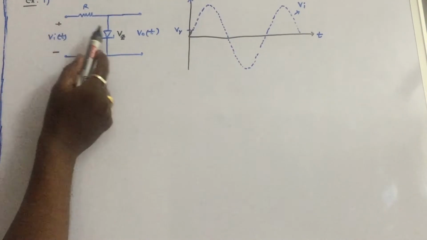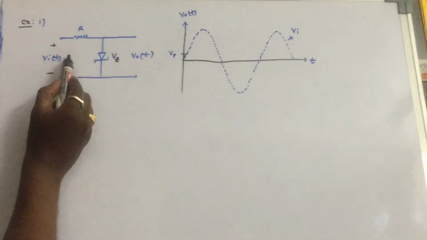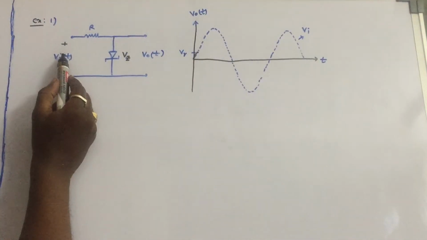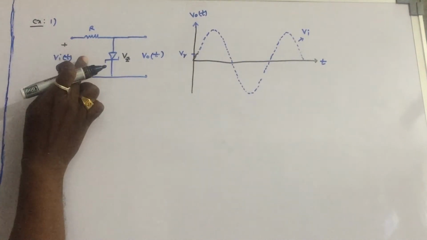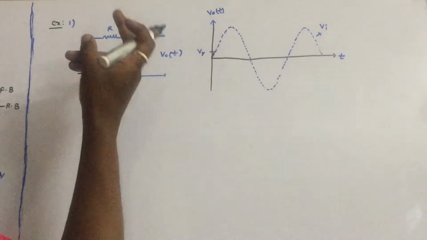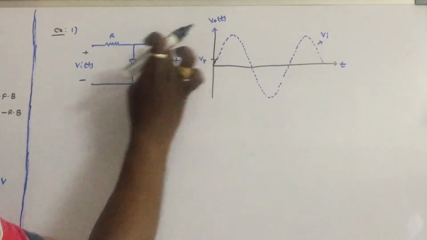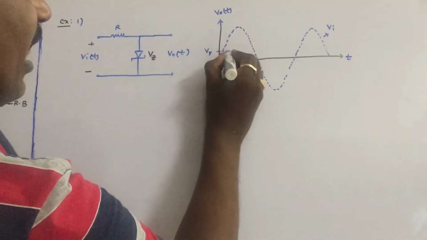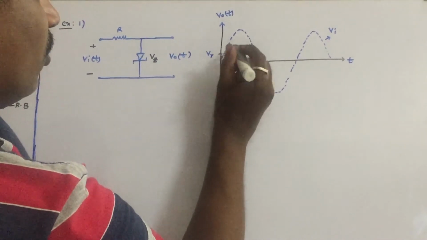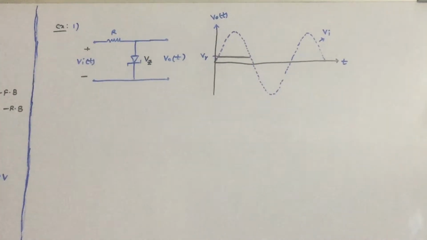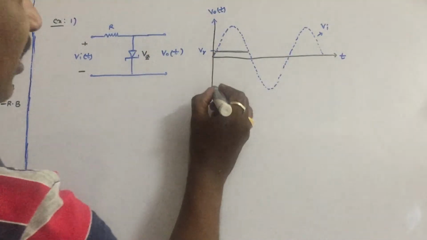During forward bias, as long as the input voltage is less than V gamma, it acts as an open circuit and V0 is equal to Vi. When the input voltage is greater than the cut-in voltage, what is the diode operation? The output voltage is fixed at the cut-in voltage. Therefore, this is the diagram you have to mention. This is the cut-in voltage, a very small cut-in voltage, 0.6 or 0.7.